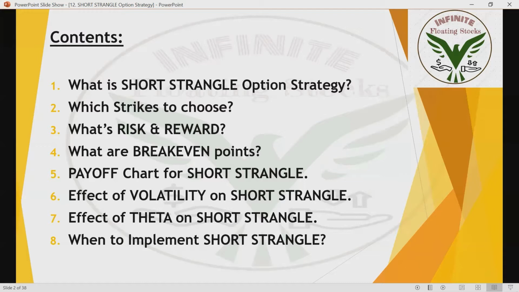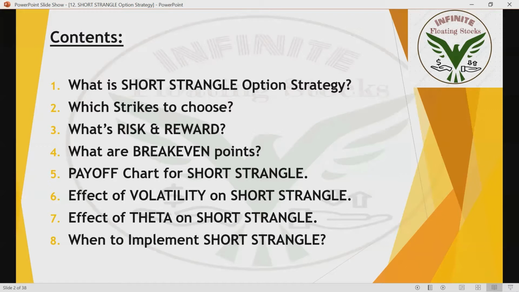And importantly, the payoff chart. You need to have good command of the payoff chart. I'll explain the role of the payoff chart for the short strangle. When you take a position, you need to look at the payoff chart in the Opstra strategy builder. I'll tell you how to use it and how to look at it when you are in a trade. And yes, we'll discuss the effect of volatility and the effect of theta on the short strangle.